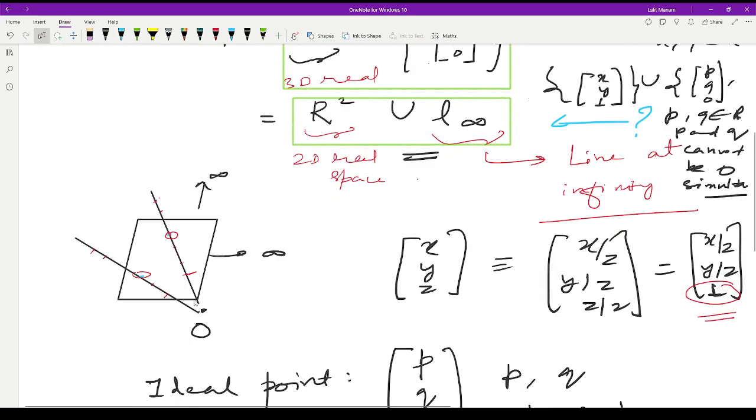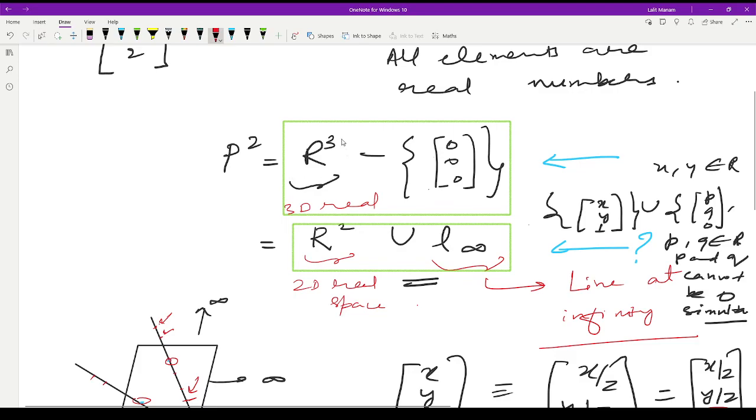If you intuitively see here, this origin lies on all the rays that we have drawn here, right? So if we say that all these red points denote the same thing in projective space, then this is something common to all the rays. You cannot disambiguate to which line you should associate this origin, right? So we remove this point from our projective space. This is just an intuitive explanation.